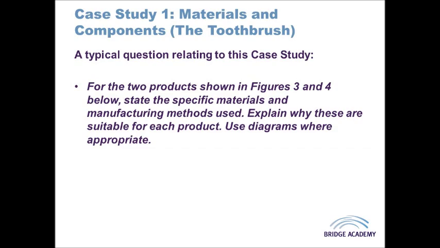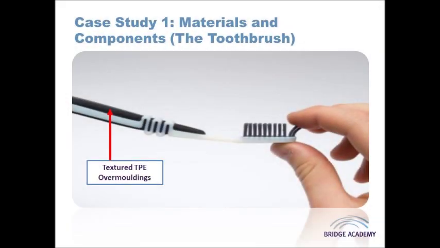Now, the main process used for producing the toothbrush, in fact the handle, is the injection moulding process. There are details on the injection moulding process in your book, and there are likely to be videos on this later in the series, but effectively the injection moulding process is perfect for using thermoplastics.